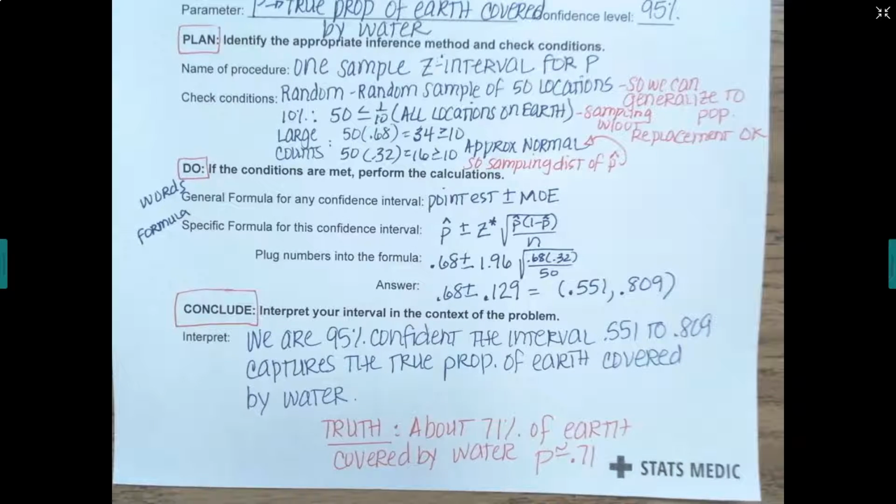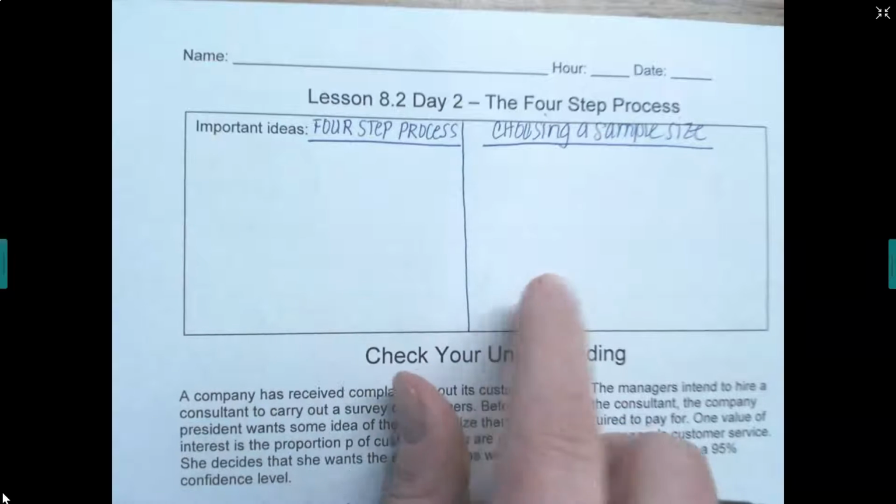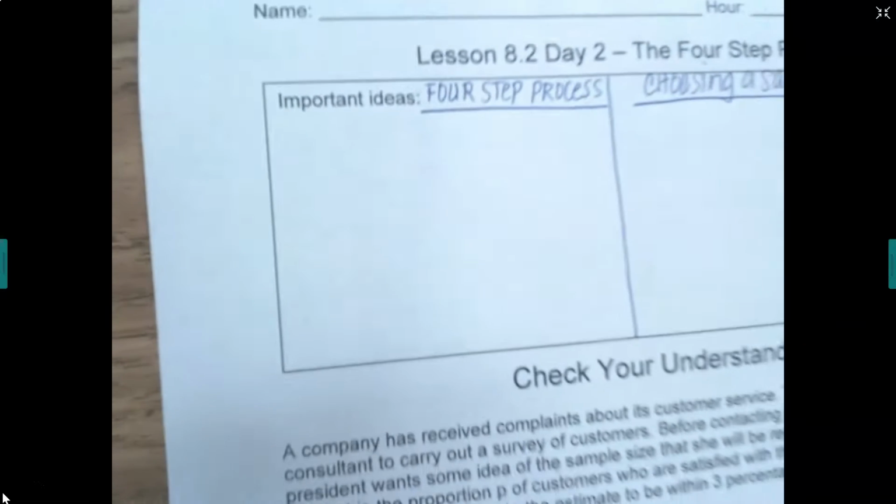All right. Let's flip this over. I got a couple things. One's a summary, but one's a new piece of information. All right, there's two things that need to happen back here. One's going to be a summary, and choosing the sample size is a new piece of information, so I'm going to be sure I draw it out for you.